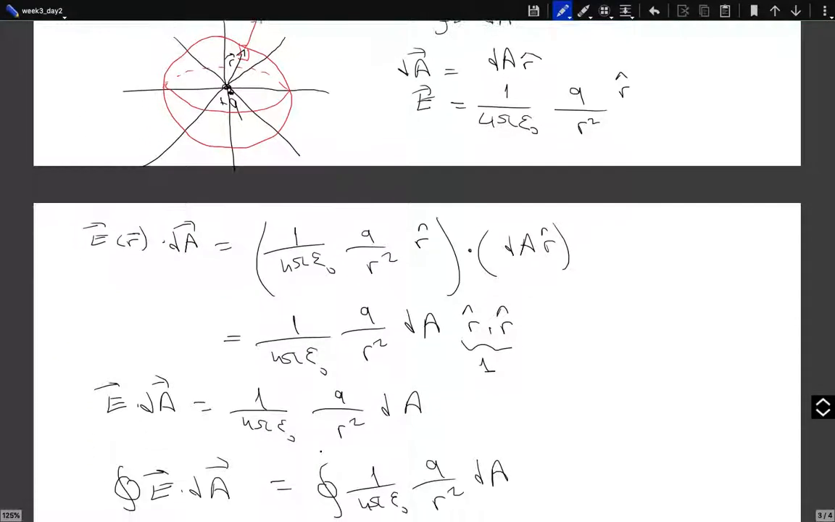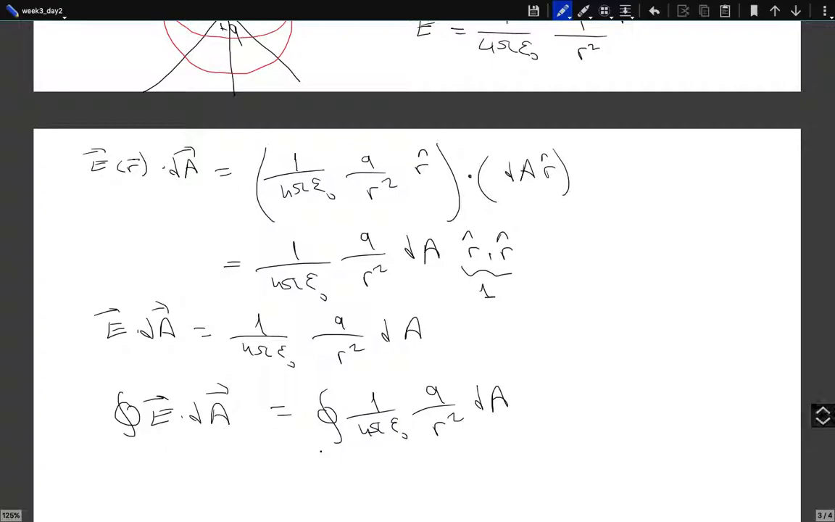You see, this R is just the length. It's not the direction. The radius vector changes from patch to patch. Its direction is different. But the magnitude of the radius vector is the same. It's the distance of the patch from the center. For a sphere, for every patch, that is the same. That is why R also doesn't change from patch to patch. So I can also take that out. This is 1 over 4 pi epsilon 0 q over r squared times the integral of dA.